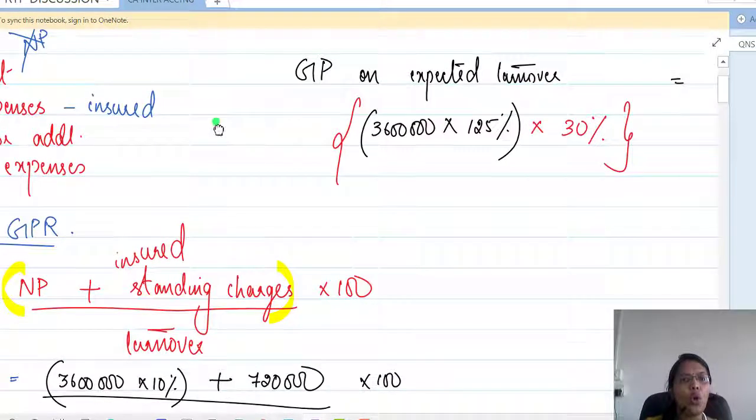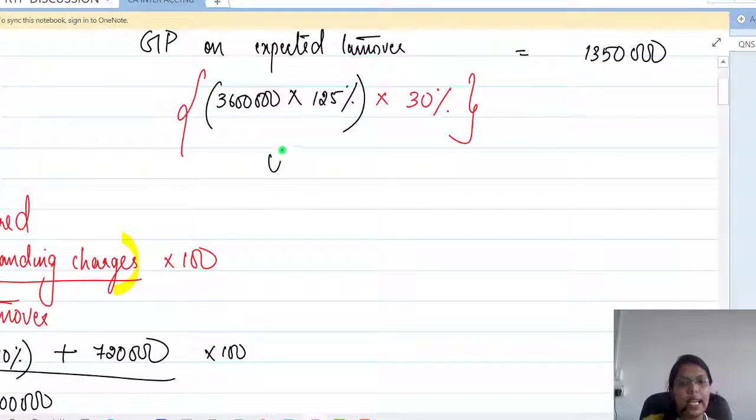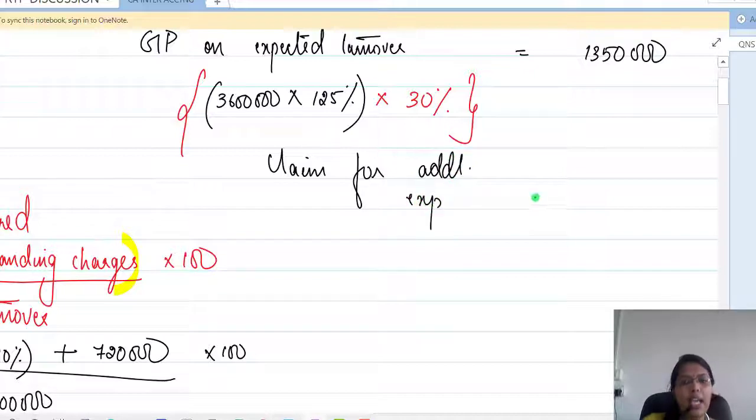So we have left only the third point, which is the claim for additional expenses. And here also, the claim for additional expenses is given to be 50,000.